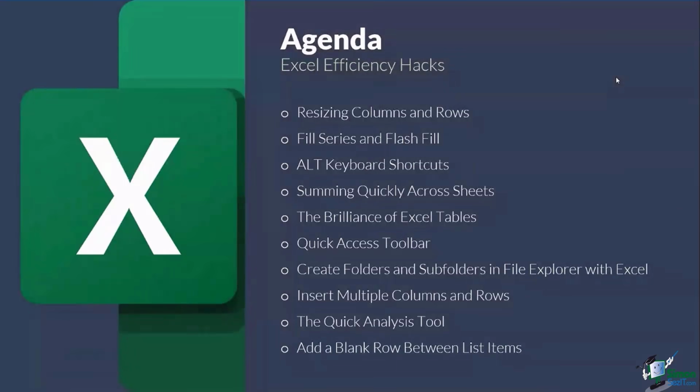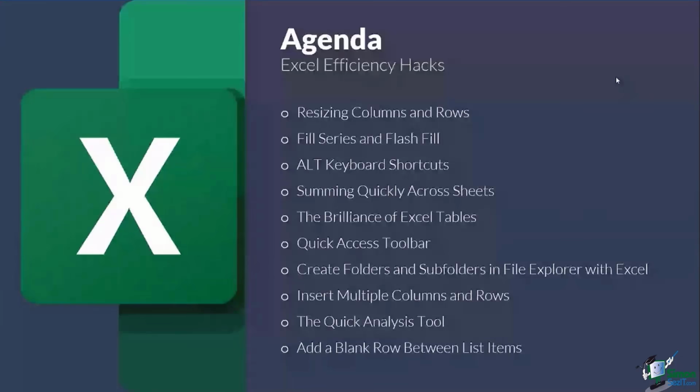We're going to take a look at Alt keyboard shortcuts. If you're not sure what those are, you'll see when we get to them. I'm going to show you some tricks when it comes to quickly summing things, particularly when you're summing totals across different worksheets. And we're going to talk about the brilliance of Excel tables, again, another one of my favorite things in Excel. I'm also going to show you a couple of things when it comes to customizing your quick access toolbar to make your commands really easy to find.